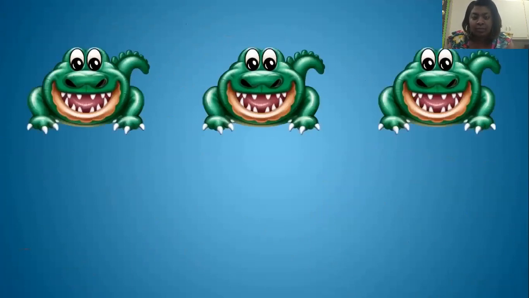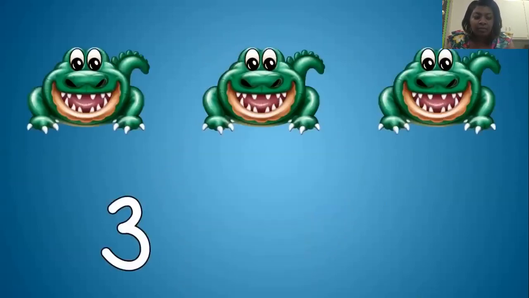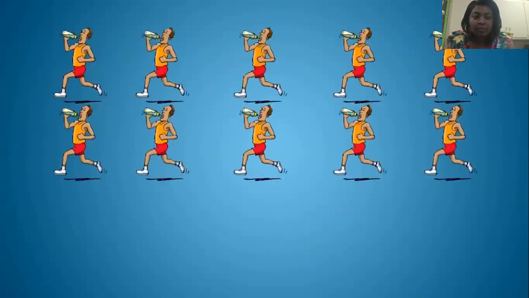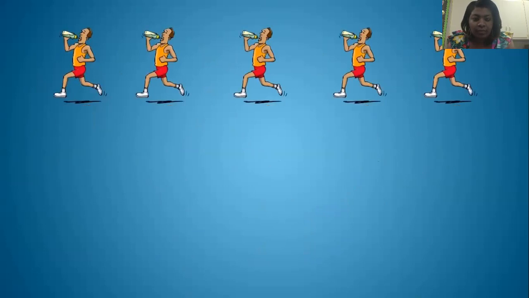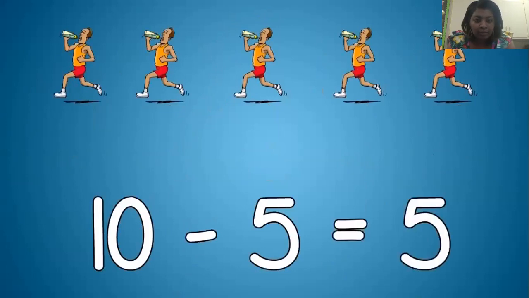3 alligators are swimming in the lake. 2 alligators go on the grass and take a break. How many alligators are swimming in the lake? 3 minus 2 equals 1. 10 fast runners are running in a race. 5 fast runners finish at record pace. How many fast runners are still running in the race? 10 minus 5 equals 5.